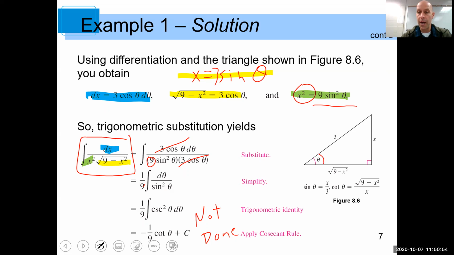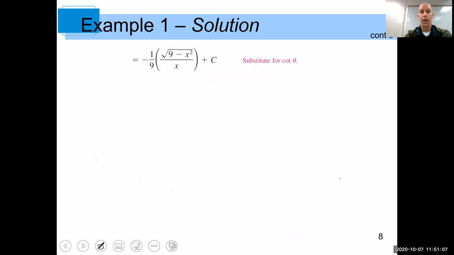Remember, this is theta. Cotangent is adjacent over opposite. So I'm telling you that the cotangent of theta would be the square root of 9 minus x squared all divided by x. So this substitution right here is I've substituted the cotangent theta back in. And then of course here we have our final answer, which is negative square root of 9 minus x squared over 9x plus c.